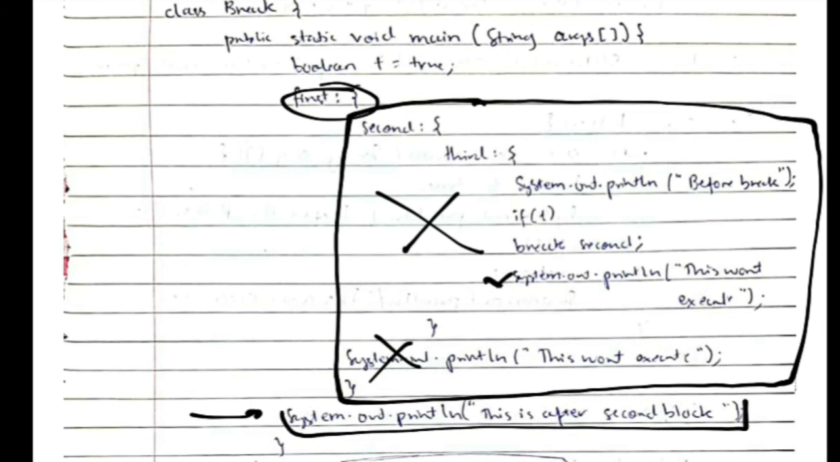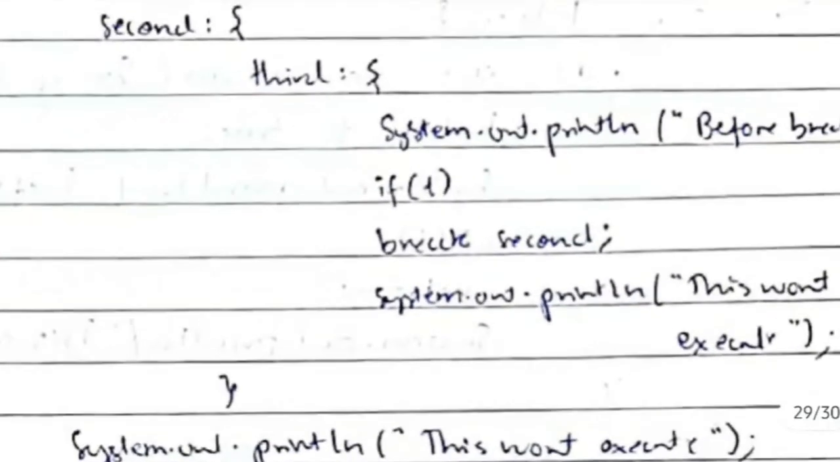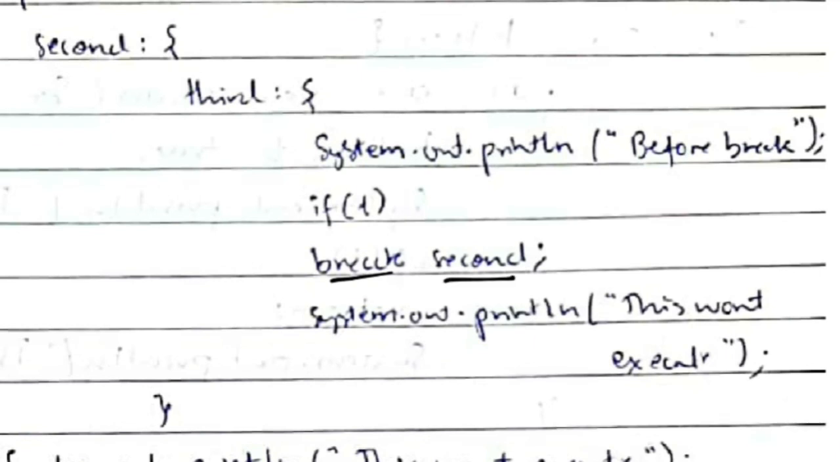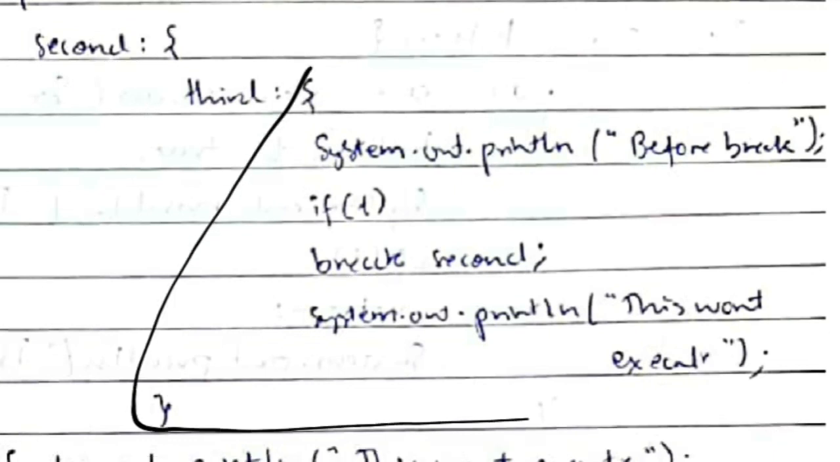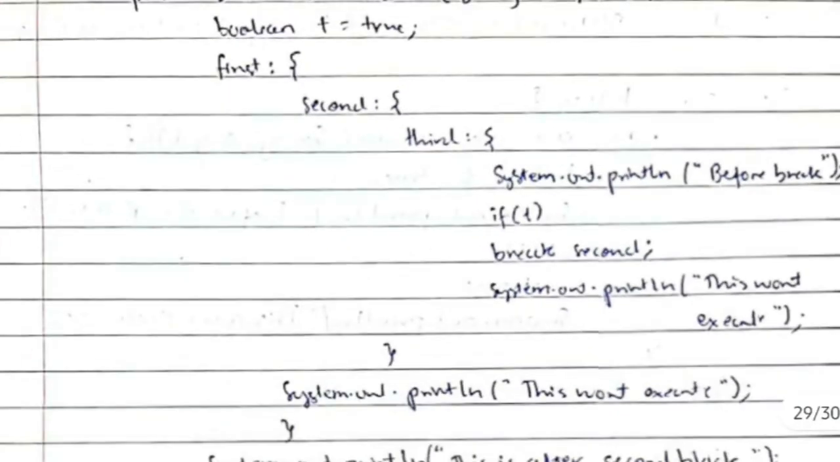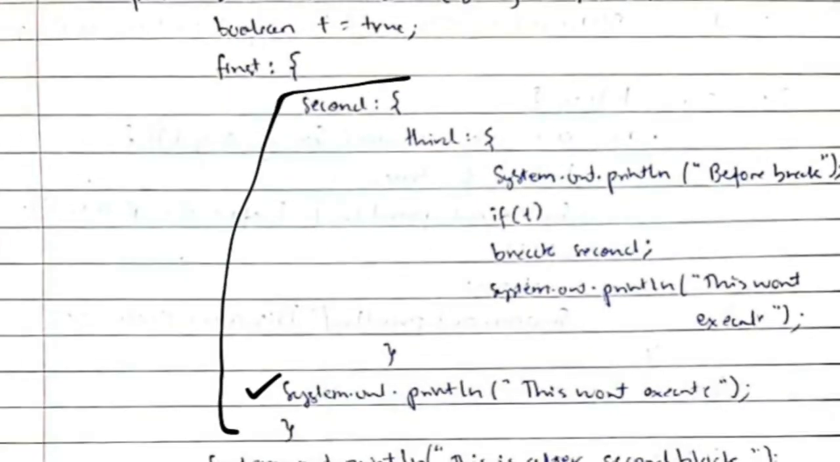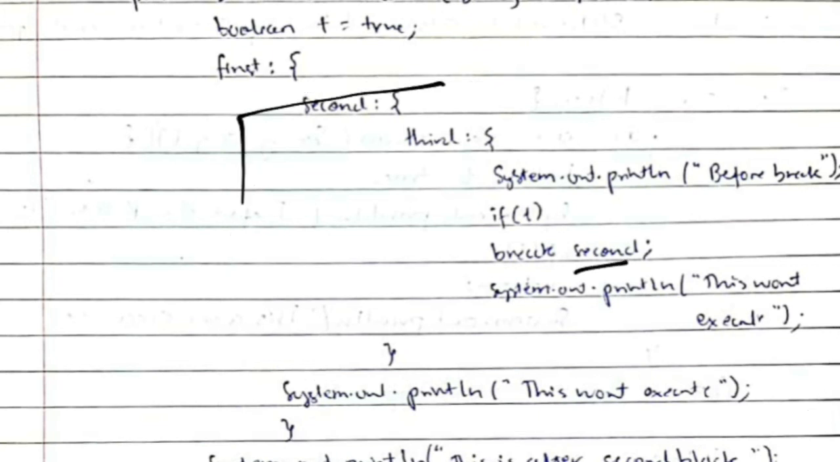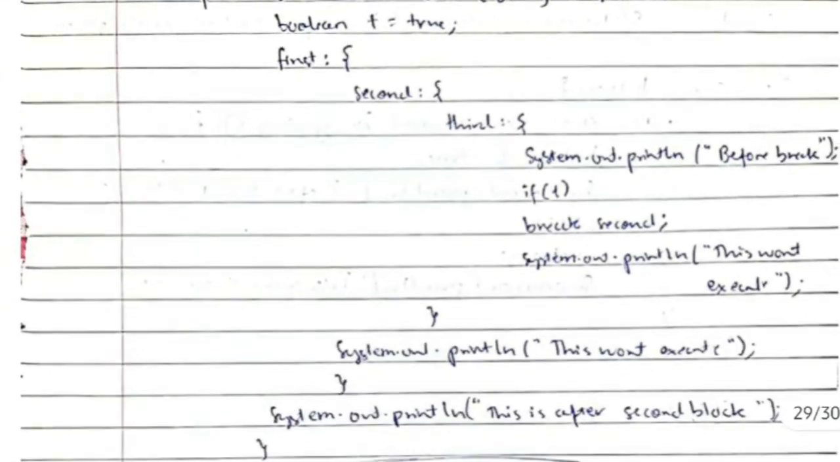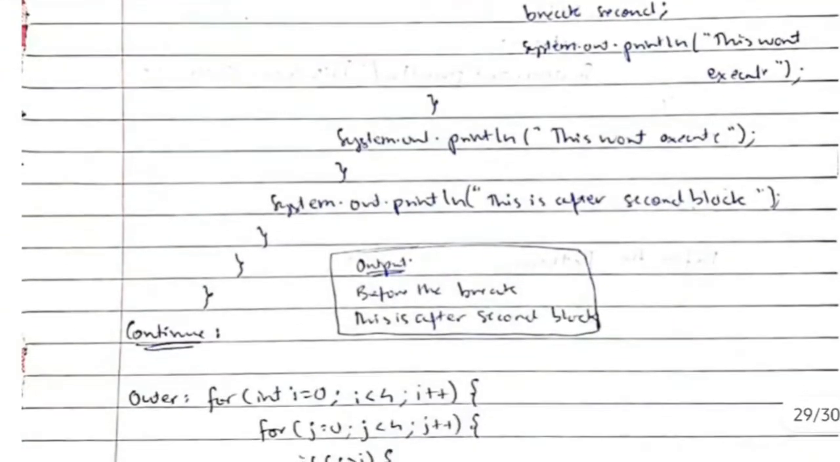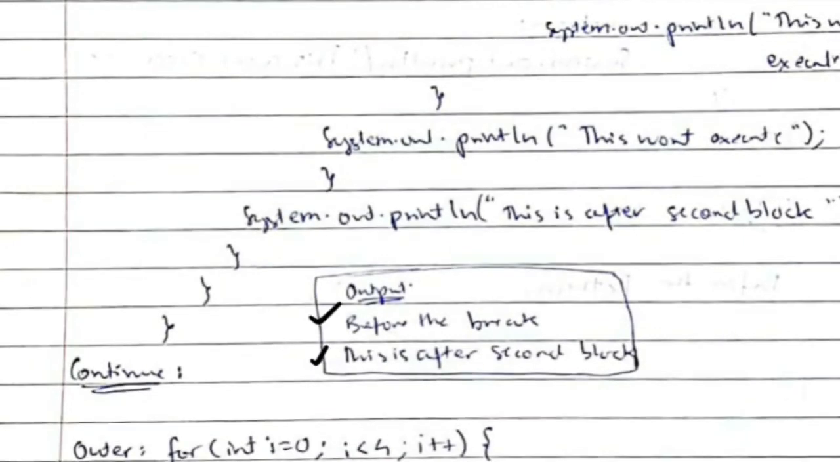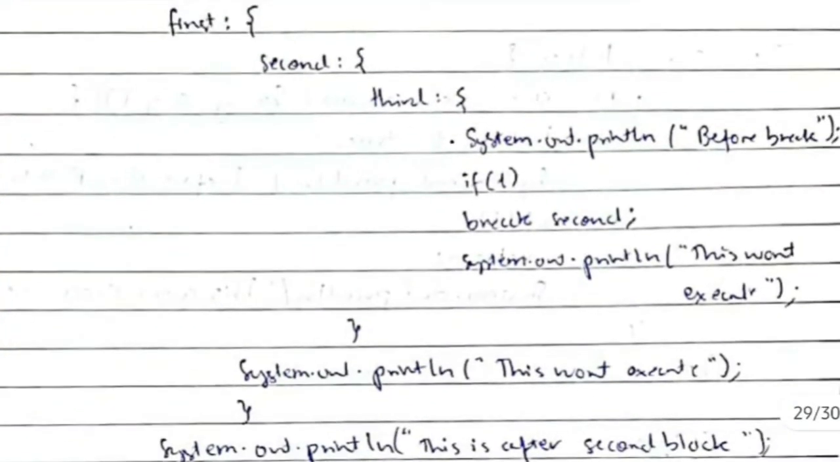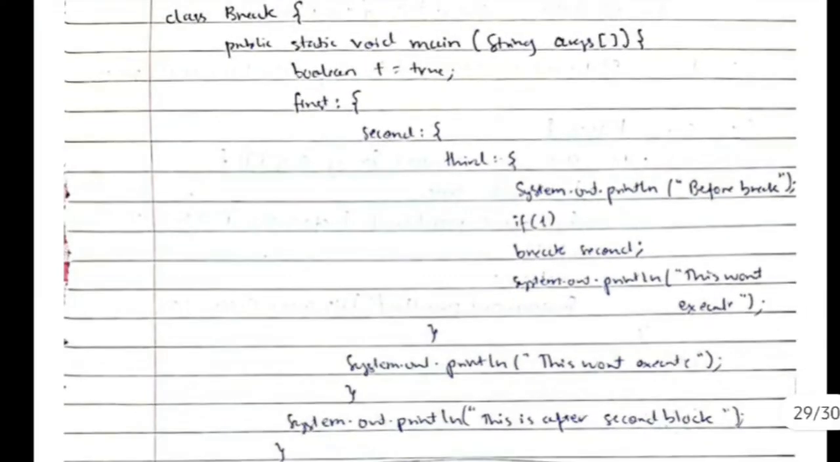So this will be printed, this is after second block. What happened here is, when I used break second, the block I have defined as second will not be executed. If I had written break third, then this particular code will not be executed, but the remaining code present in the second block will be executed. Since I have written break second here, this won't be executed, and only the last statement, this is after second block, will be output. See here, the output will be before break and this is after second block. So this one and this one will be the output.